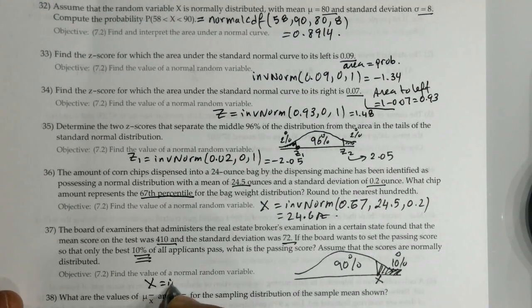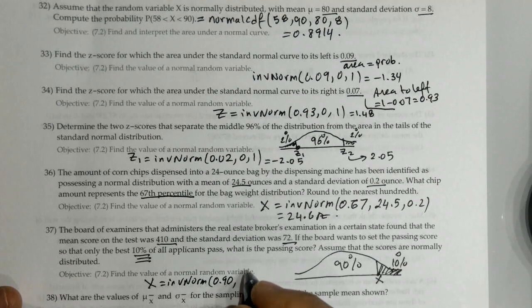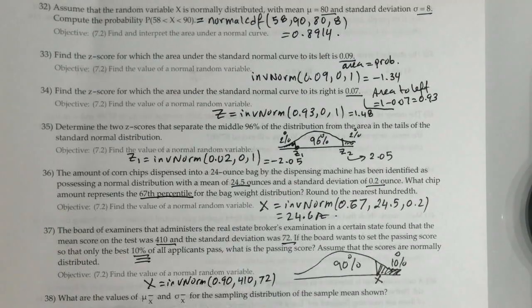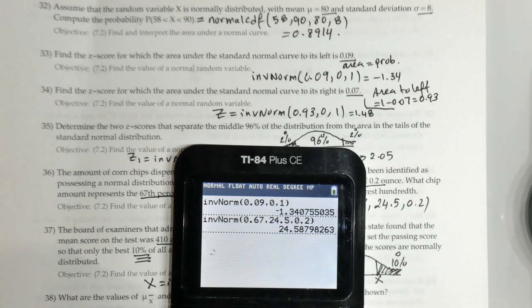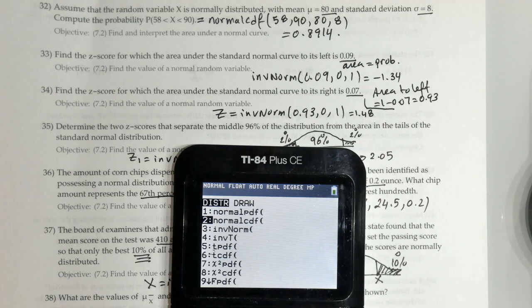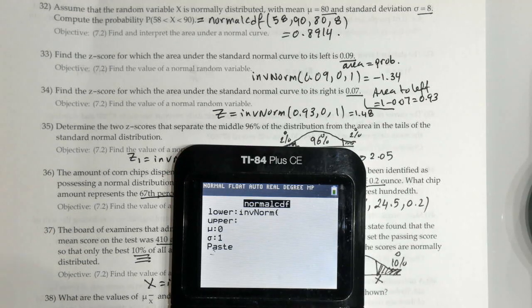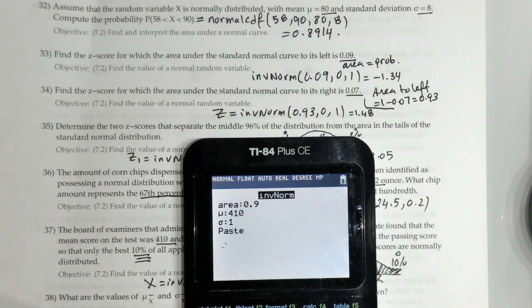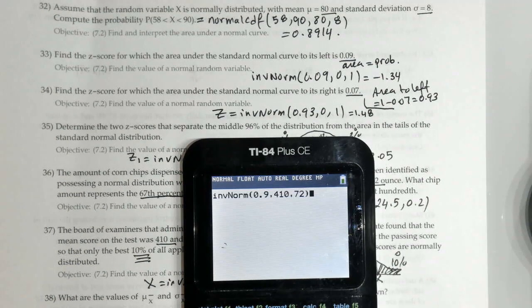So x will be inverse norm 0.9, 410, 72. And let's see what the answer would be. Second distribute normal, not normal CDF, I used the wrong formula. Second distribute inverse norm. Let me quit. Always clear the screen. So 0.9, and it's 410, and standard deviation is 72. 502. So you should score 502 or more.